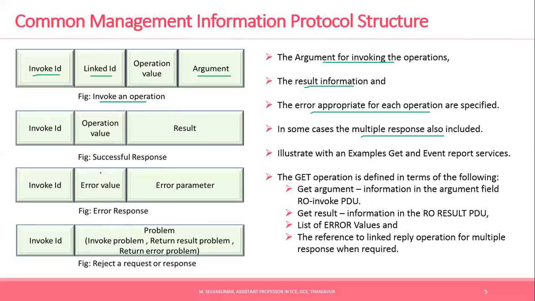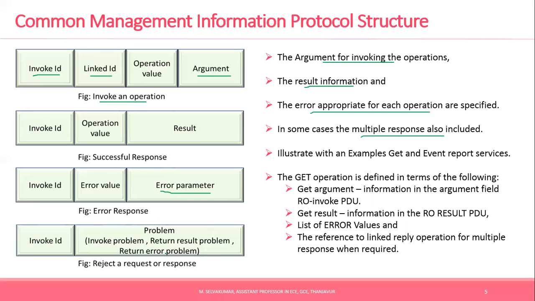If the requested object does not satisfy the condition of the manager objects, then it generates an error value. That error parameter is also sent as an error response to the managing systems. This error problem may be of three categories: invoke problem, return result problem, and return error problem.